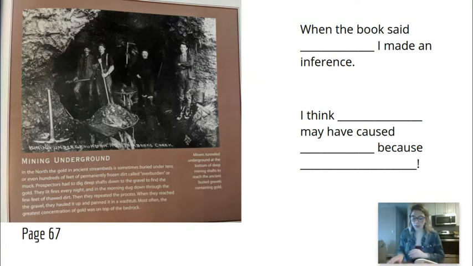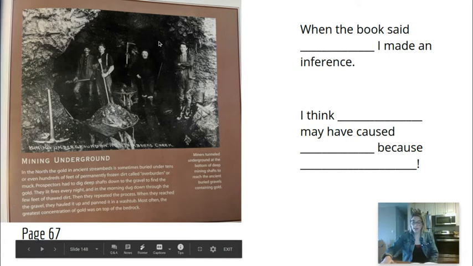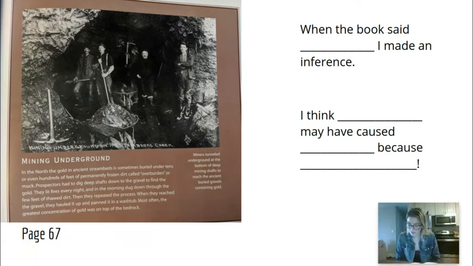So, mining underground. The difference between panning and mining is that they dig a hole or a cave to break into rock or dirt to find gold, instead of just scooping up gravel that's already been broken into the streams. Okay, so mining underground. And here we have a caption for our photograph as well. It says, miners tunneled underground at the bottom of the deep mining shafts to reach the ancient buried gravels containing gold.